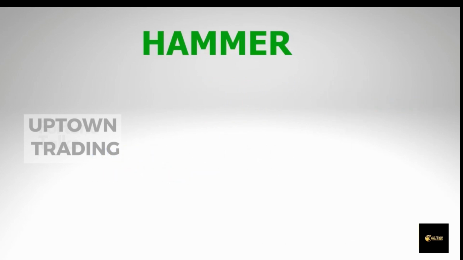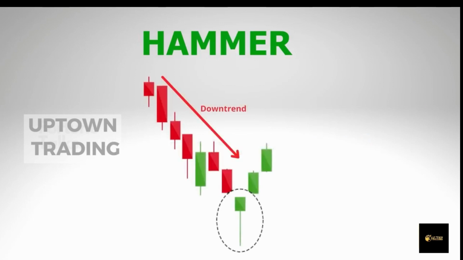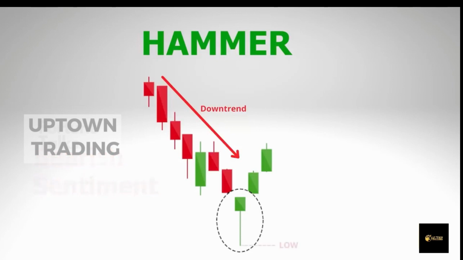Generally, the prior trend for a hammer should be a downtrend as mentioned. We should visualize the hammer pattern in the following manner. The market is in a downtrend, so bears are in absolute control over the markets. When a hammer forms, the price goes even lower and it forms a new low price.